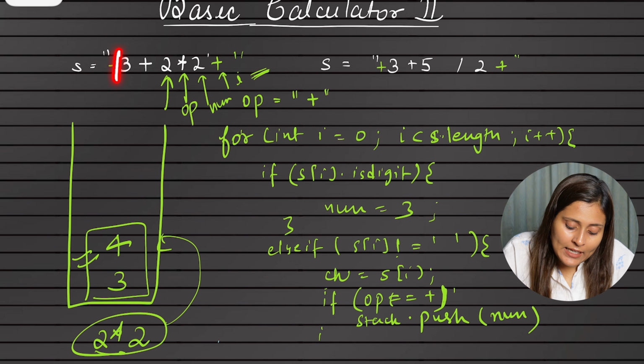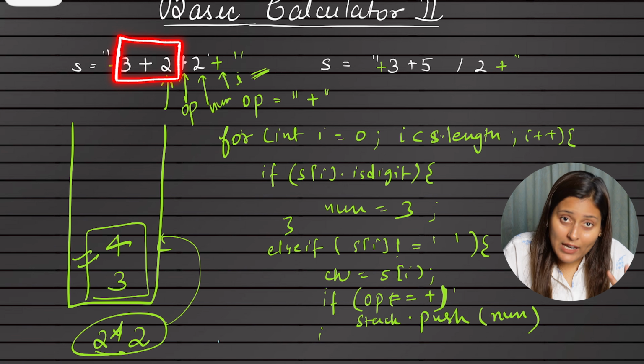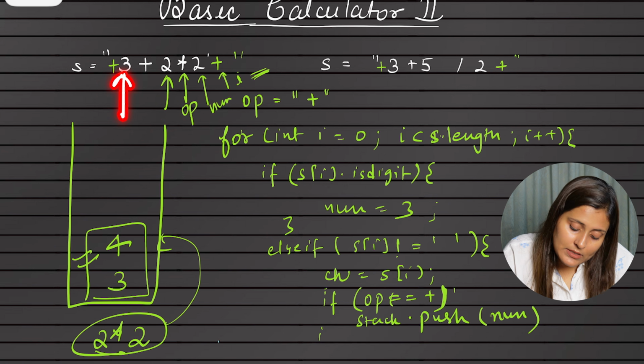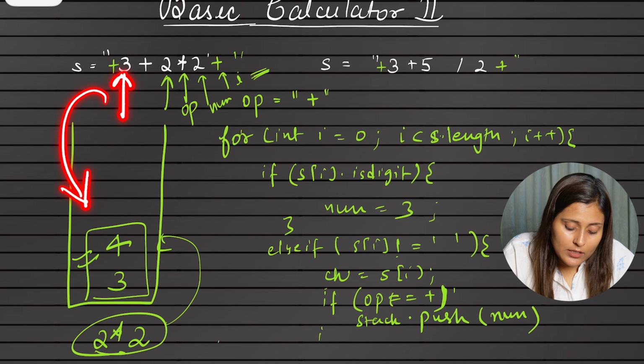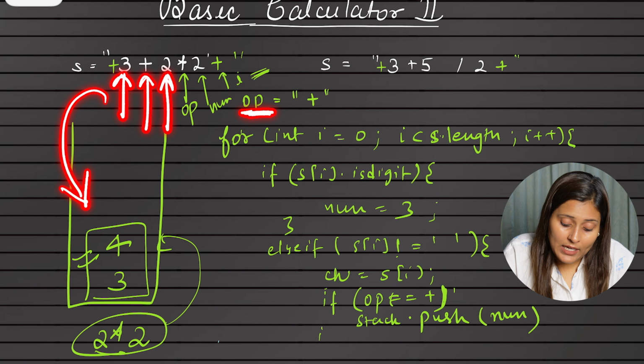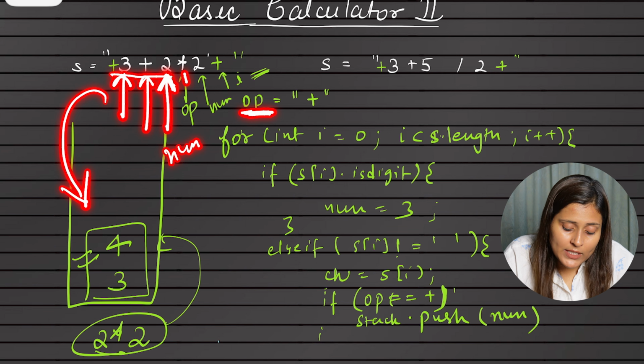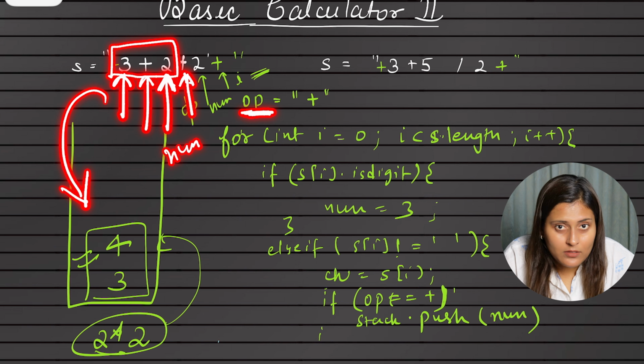For any operator, to evaluate any such expression, we need 2 numbers and the operator. So the first number we will find from the stack. The operator we will save in the OP. The current element, the second operand, we would have saved in a num variable, and we will only evaluate this expression when we find another operator, correct?